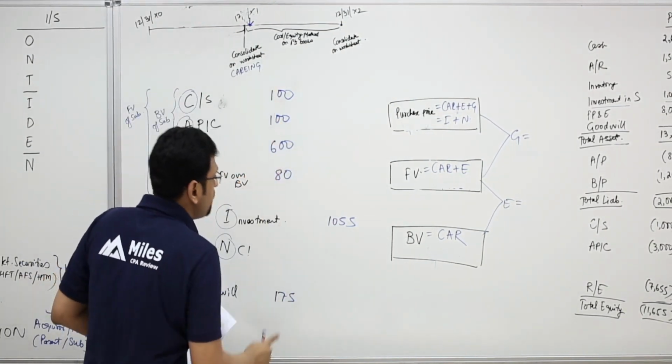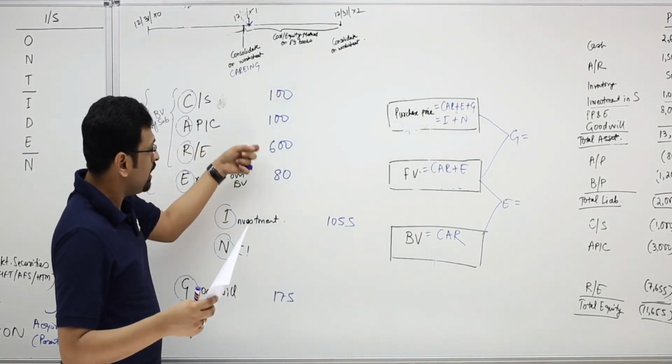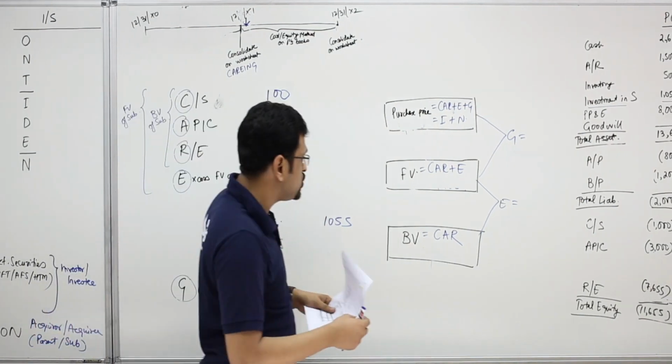Quick check, does the debit equal the credit? 100, 200, 800, 880, 1,055. You're good. Let's build it up on our chart here.